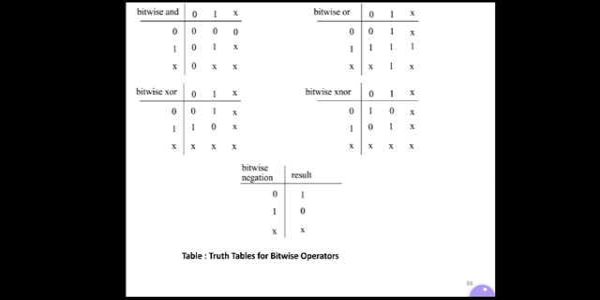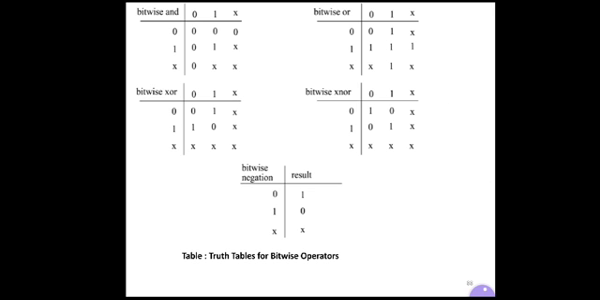Similar to the OR operator, if any one value is 1, the result is 1, otherwise the result is 0. If you OR X with 0, the result is X. If you OR with 1, the result is 1. If you OR with X, the result is X.